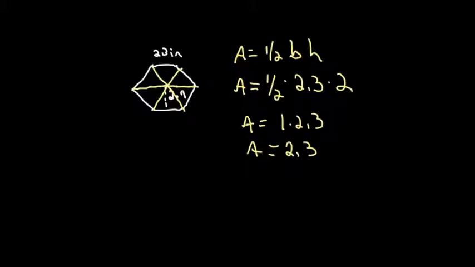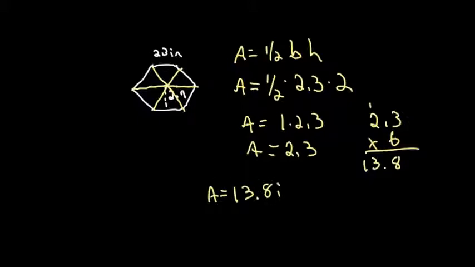Now that's for one triangle, and I have 6 triangles. So I need to multiply the 2 3/10 times 6 to get my total area. So 6 times 3 is 18, 6 times 2, 12 plus 1 is 13. 1 decimal in my problem, so 1 in my answer. So my answer is the area equals 13 8/10 inches squared.